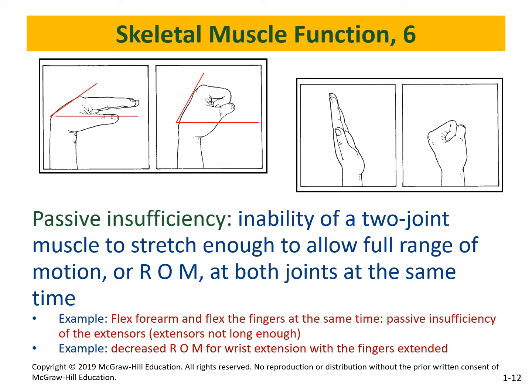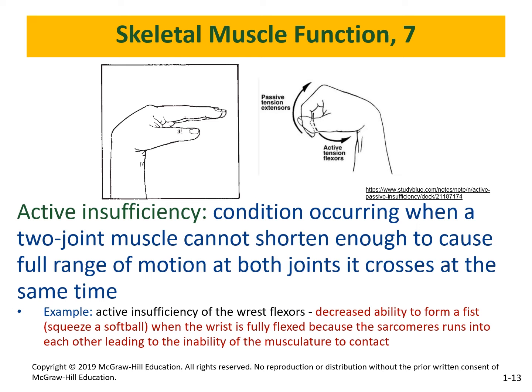So these extensors, two-joint muscle, to stretch enough to allow full range of motion, and that's what I explained, right, from the extensors. And if you have something called active insufficiency, it's a condition when a two-joint muscle cannot shorten enough. So when it's almost already shortened, we can't shorten it more. That's called active insufficiency. And so the two muscles cannot shorten enough to cause full range of motion of the joints they cross at the same time. We good with these two?